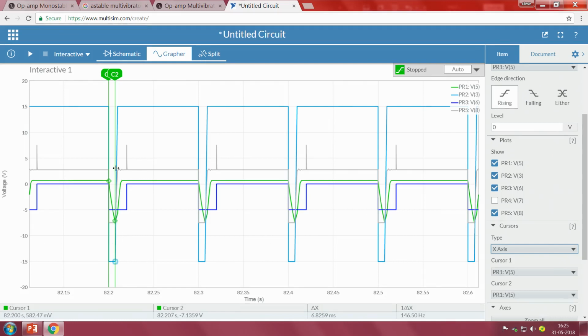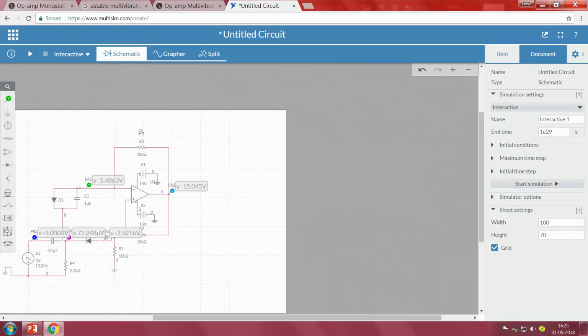Okay, somewhere nearby. So the on time is somewhere around 6.8259 milliseconds, right. So this is the on time, whereas the complete cycle, if I see from here to here, sorry, this is the off time. So we can see 100.26. So this is the case when we use a 10 kilo ohm resistor. So what happens if I use a 100 kilo ohm or 50 kilo ohm resistor, a higher value?